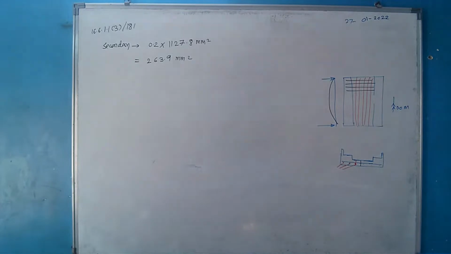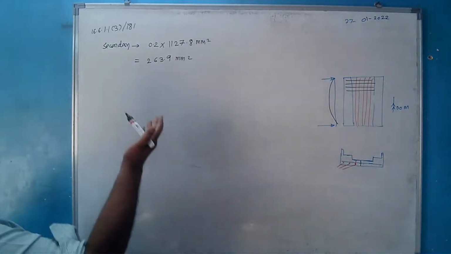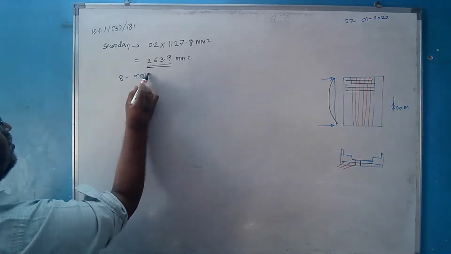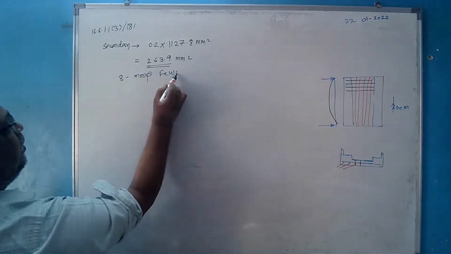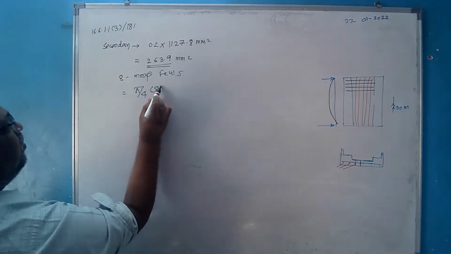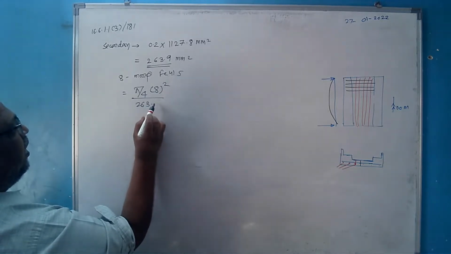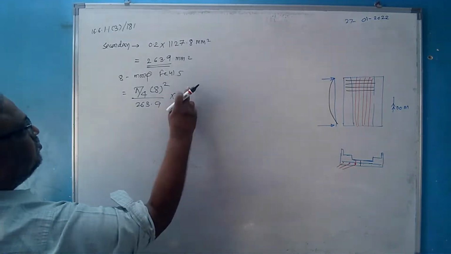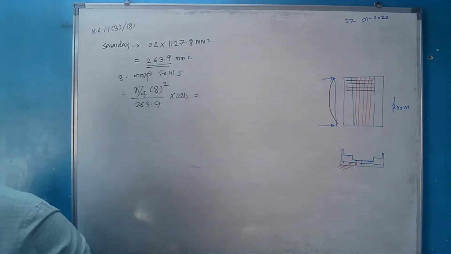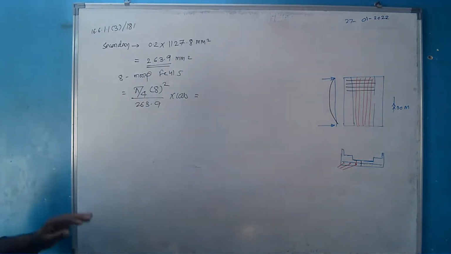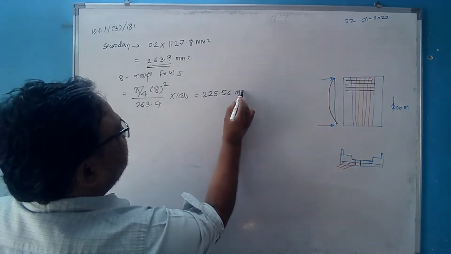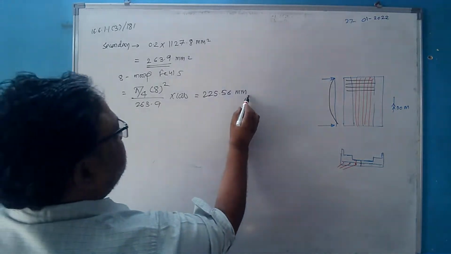(263.9 mm square). Now let us try, as it is very small quantity. Say if suppose I try 8 mm dia, Fe 250 grade or Fe 415 grade of steel. So what must be the spacing? Pi by 4, area of 1 bar divided by the total area of steel required multiplied by 1000. So how much is the spacing required? 225.56 mm, right? Center to center.